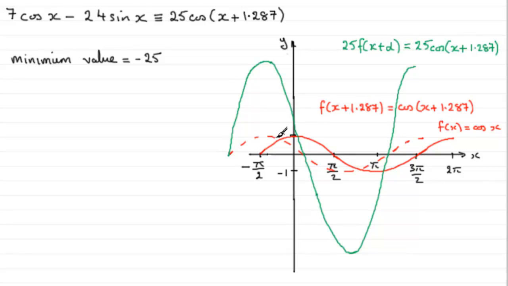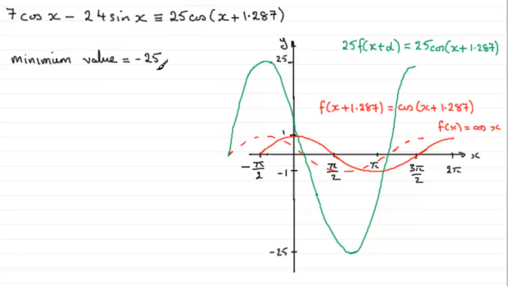So the graph will now, instead of being at 1 here, it's now been stretched by a factor of 25, so this value up here is going to be 25, and the minimum value down here, we have stretched the minus 1 value down by 25 units, so it's going to be minus 25, and that's why we should know that the minimum value is minus 25. And if we were asked the maximum value, it would have been 25.